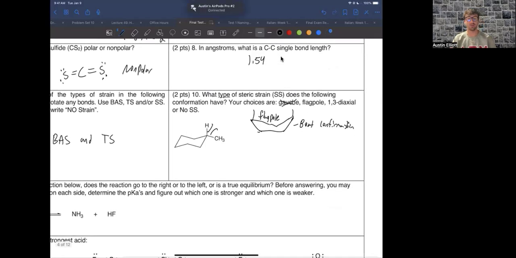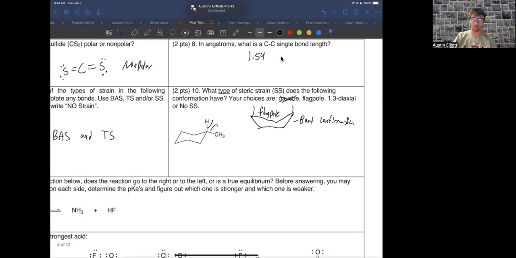And we have to look at 1,3 diaxial. So 1,3 diaxial would be true if that methyl group right here was axial, but it's equatorial. So there's no steric strain here.